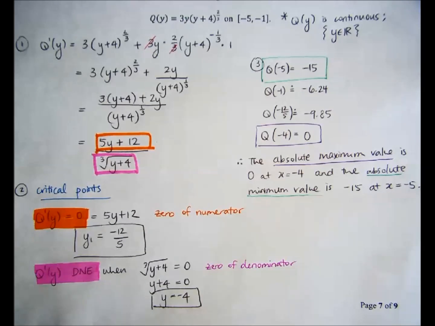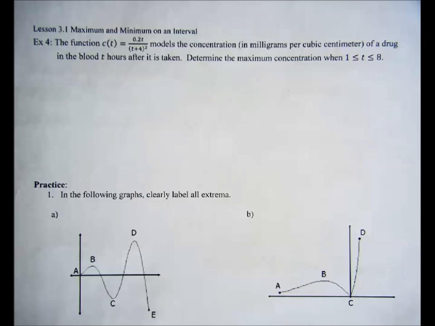Okay, let's move on to the last practice question on page 8. All right, example 4. Again, you might want to pause the video and just try this on your own first. The function c of t equals 0.2t over (t plus 4) squared models the concentration in milligrams per cubic centimeter of a drug in the blood t hours after it is taken. Determine the maximum concentration when t is between 1 and 8 inclusive.